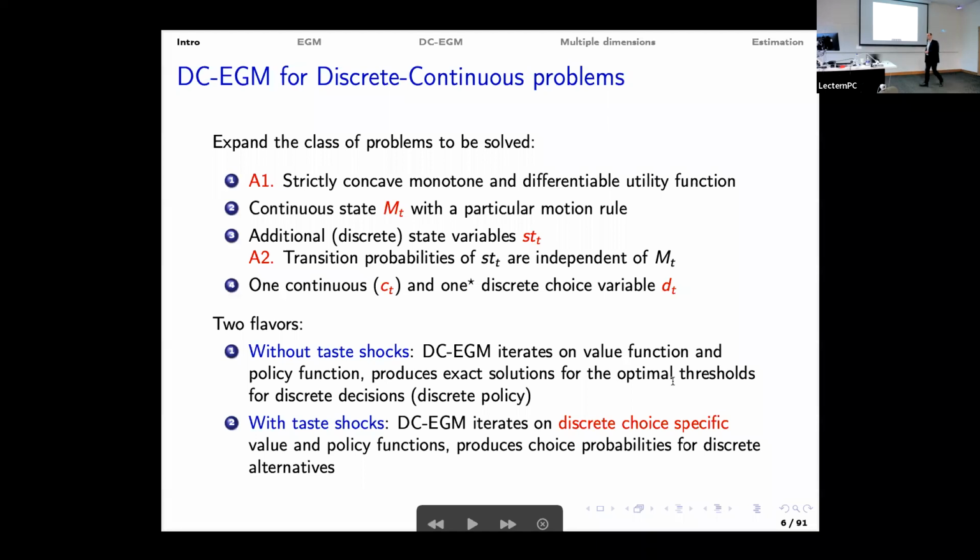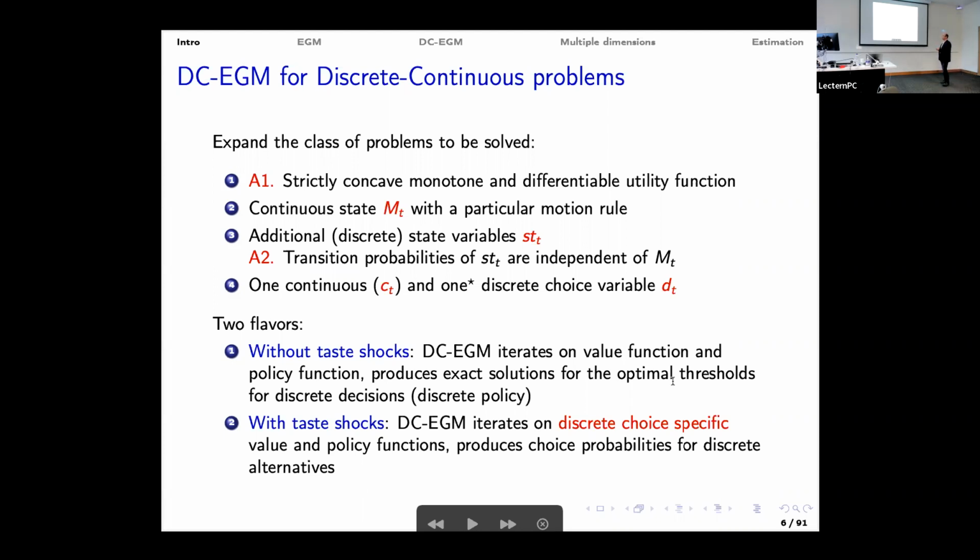All right, then the expansion to the discrete-continuous problems. We still have to have strictly concave, monotone, differentiable utility functions. We can have that continuous state, which would take the role of wealth, but also add additional discrete state variables if we need. That's not a real restriction, except that the transition probability for these additional states will have to be independent of M. And then we still have this one continuous choice variable with one discrete choice variable denoted dt, where of course one discrete choice variable really means any discrete choices, because you can map multidimensional discrete choice into this one-dimensional thing.